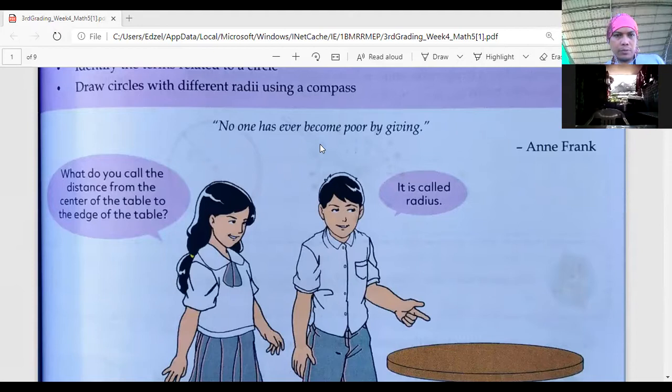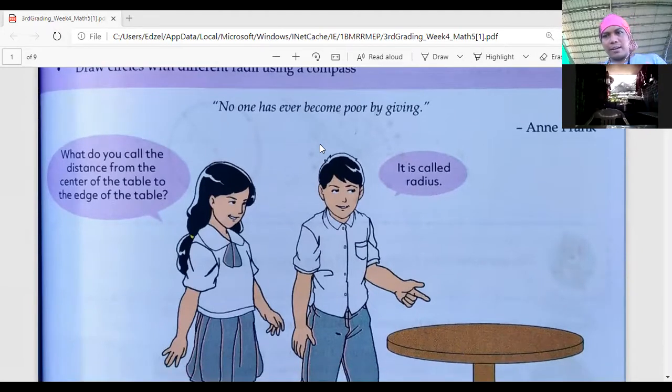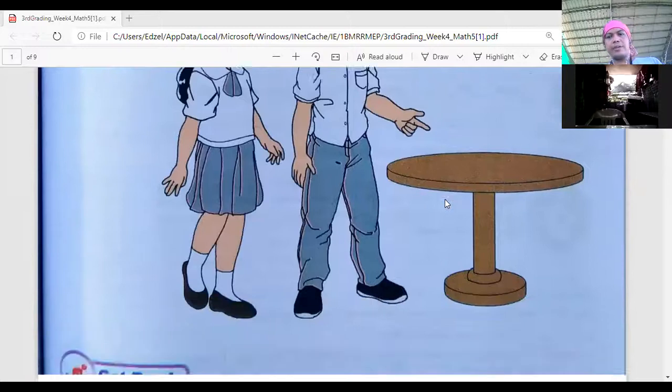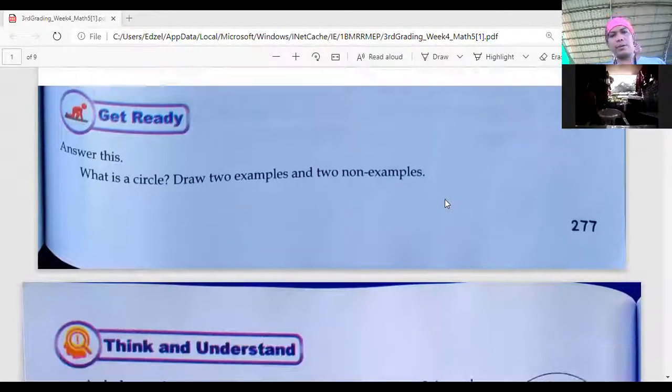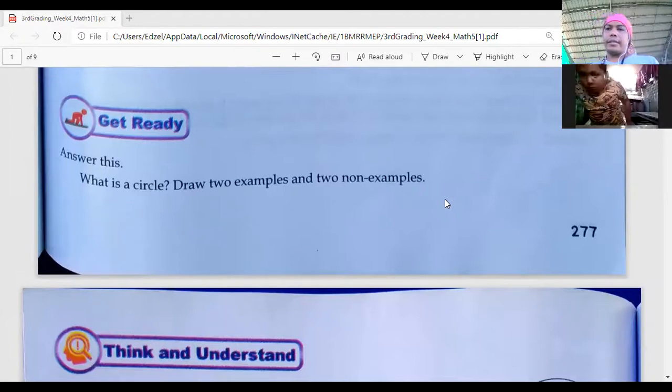And then, what do you call the distance? The girl asked, no? Probably she's wearing a uniform. She's a student, it seems. What do you call the distance from the center of the table to the edge of the table? And the boy said, and the boy is correct, it is called a radius. And today, because of that, we are going to discuss, dissect, scrutinize, visualize, synthesize, analyze what is a circle.